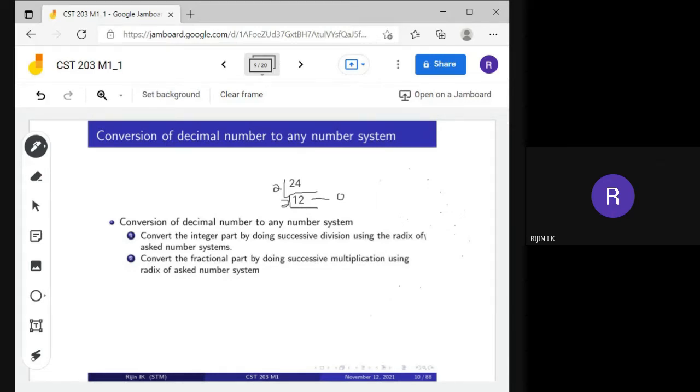6. Then the remainder is 0. Then again it is divided by 2. Then the result is 3, remainder 0. Again the same number will be divided by 2. What is the result? 2.